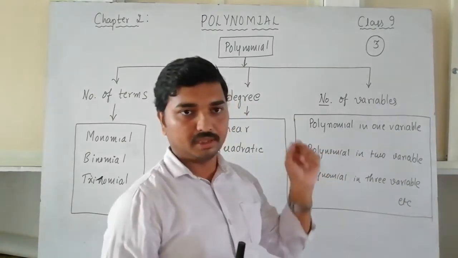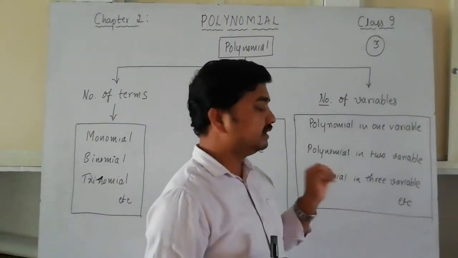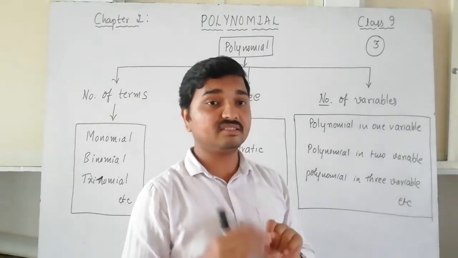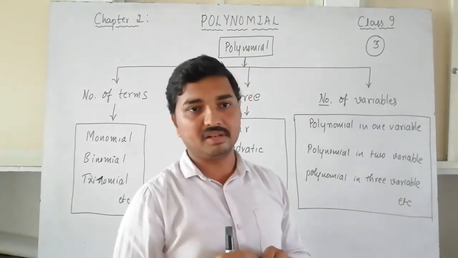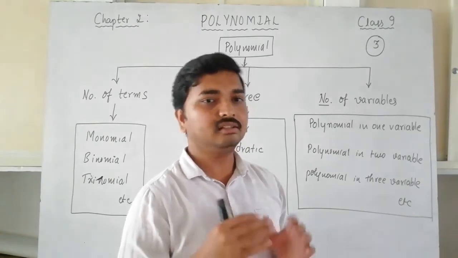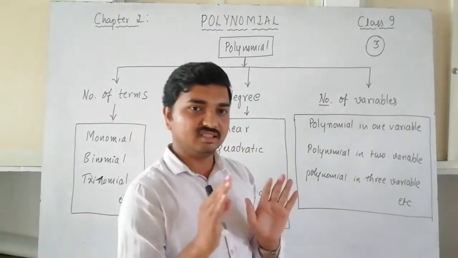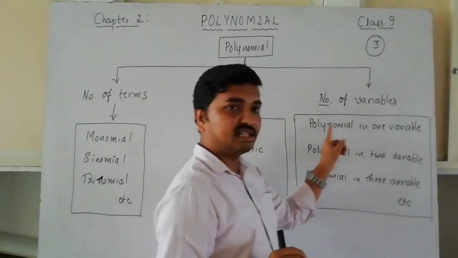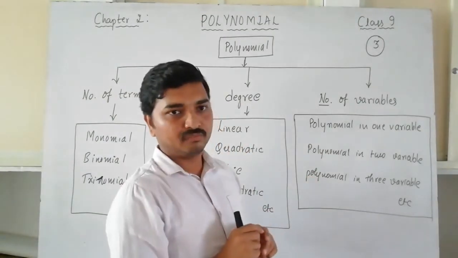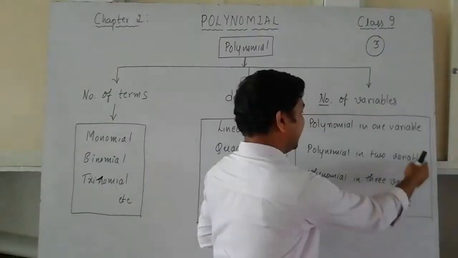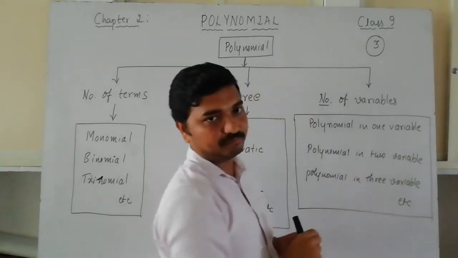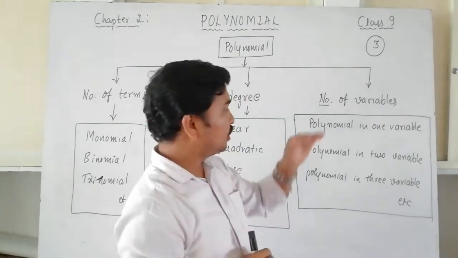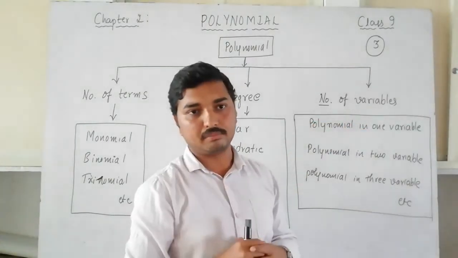Then it is called polynomial in two variables. In the same sense, polynomial in three variables means a polynomial in which three different variables appear. It is called polynomial in three variables. But in this chapter, you are going to study only polynomial in one variable. You will not study polynomial in two variables and three variables. It will appear in higher studies only. Up to the 10th standard, you are going to study polynomial in one variable.